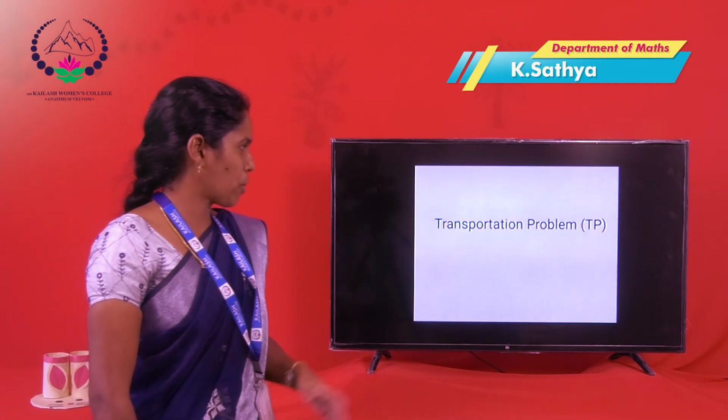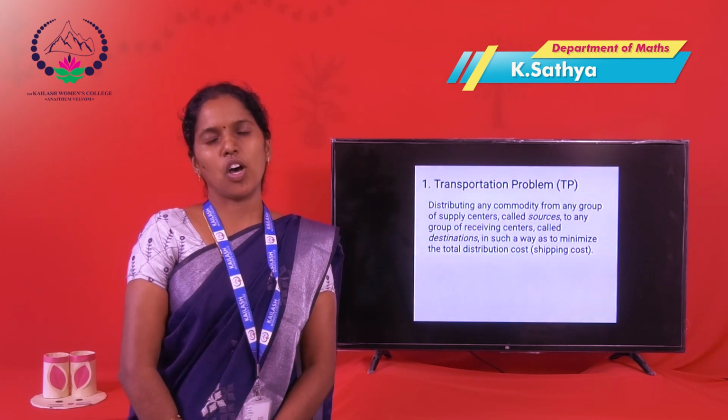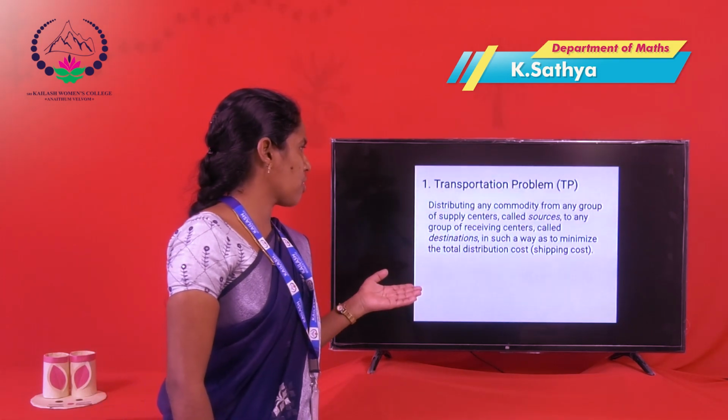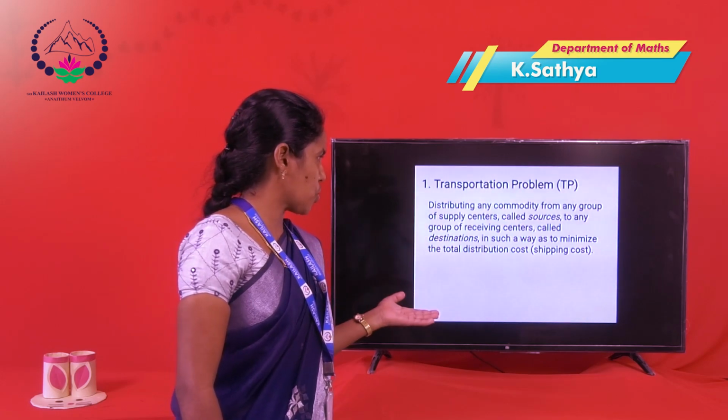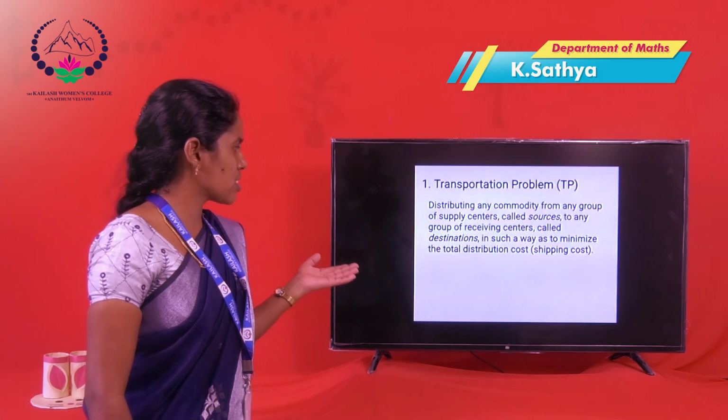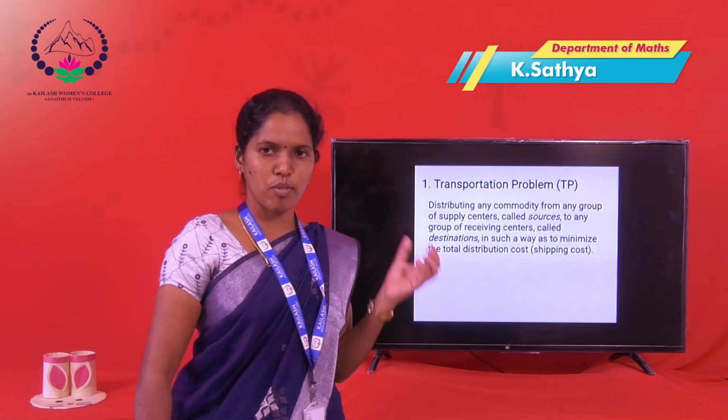Let us discuss the topic of transportation problem. The objective of the transportation problem is minimum cost. The starting point, the supply center, is called the sources, and the receiving centers are called the destinations. The minimum cost is the total distribution cost.